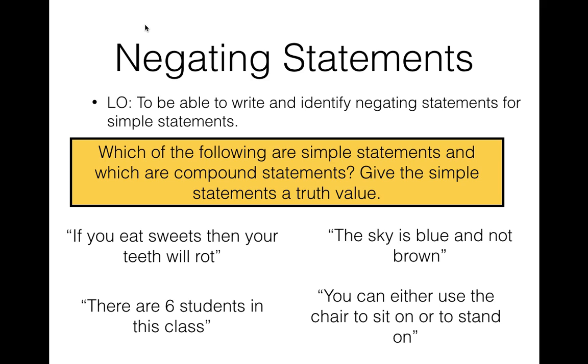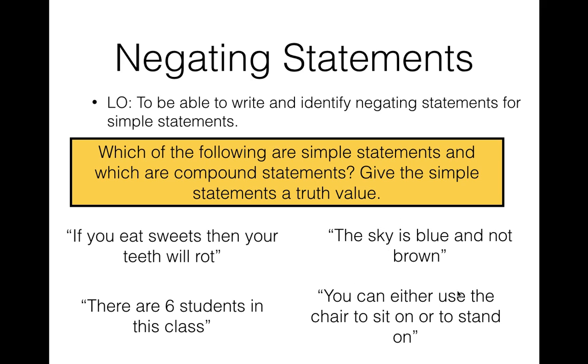Okay, so a little bit of a trick, because there is actually only one simple statement here, and that is there are 6 students in this class. That is the only simple statement, because it doesn't give another option. If you eat sweets, then your teeth will rot has the if-then conjunction in it. And so this is not a simple statement. The sky is brown and not blue uses the and not conjunction. So this is not a simple statement, it's a compound statement. The sky is blue would be a simple statement.